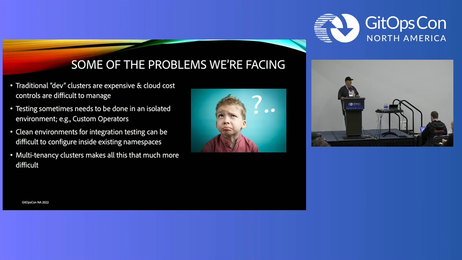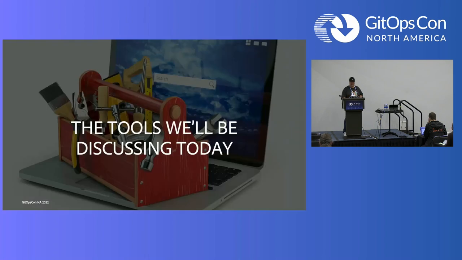Clean environments for integration testing can be very difficult to do. In a microservice environment, perhaps you need to spin up services that are in multiple namespaces and test it all together in one thing. Very difficult to do if you just have access to a single namespace inside of a cluster. And like I said, multi-tenancy makes that a whole heck of a lot different. So these are some of the problems that we're facing and why we're starting to look at this whole idea of multiple clusters per pull request so that kind of testing can be done.